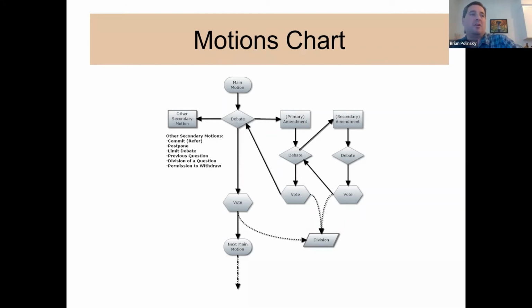So I think this chart really shows you the proper order of how you handle these things. There's also, you'll see a division. We'll talk about what that means to divide the question. And then once the main motion has been debated and voted on, then we move on to the next main motion. So this is a chart that's really important to refer to and go back to when you're thinking about Robert's Rules of Order.